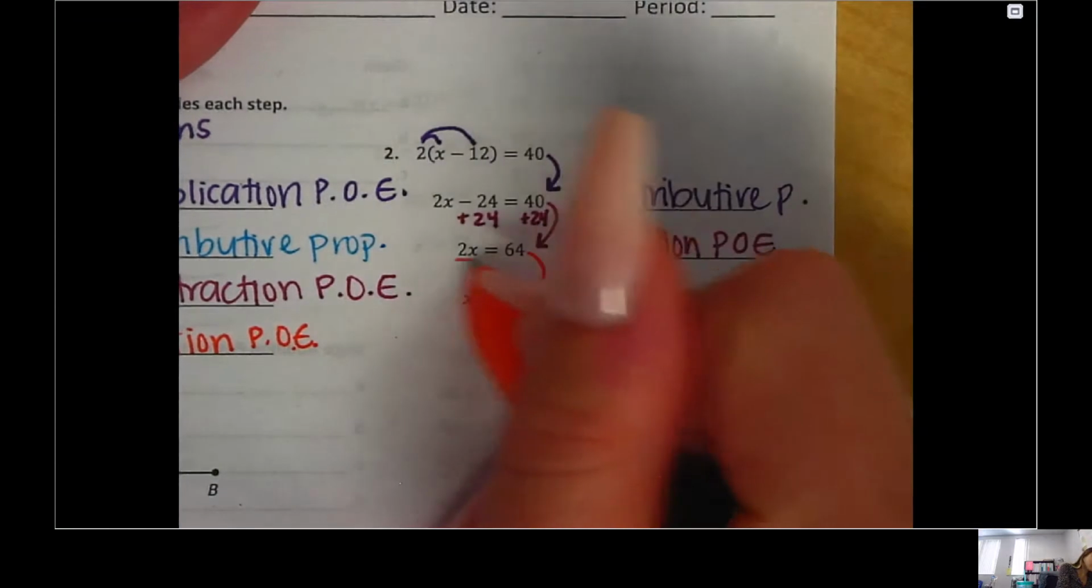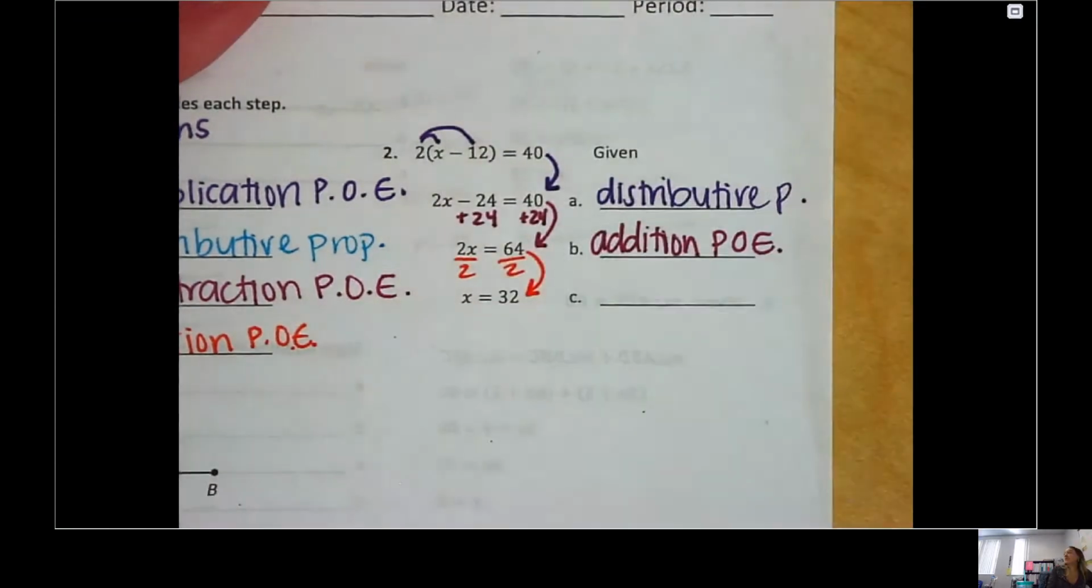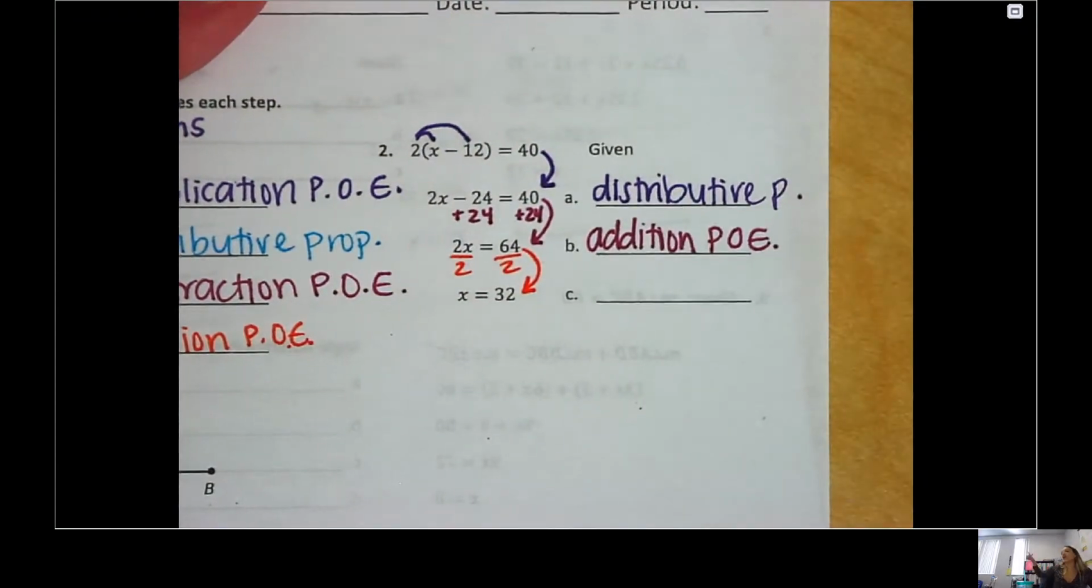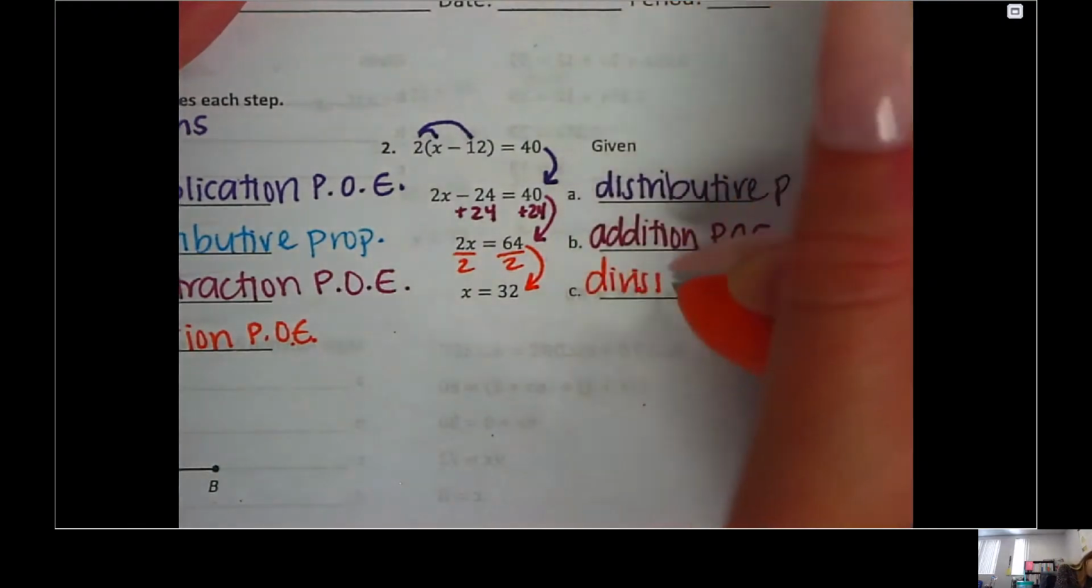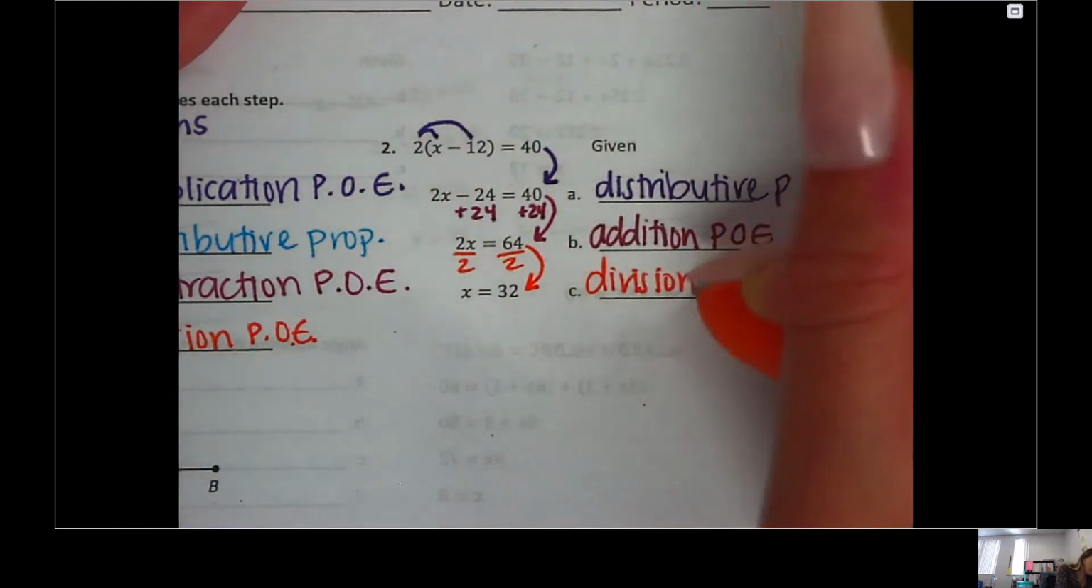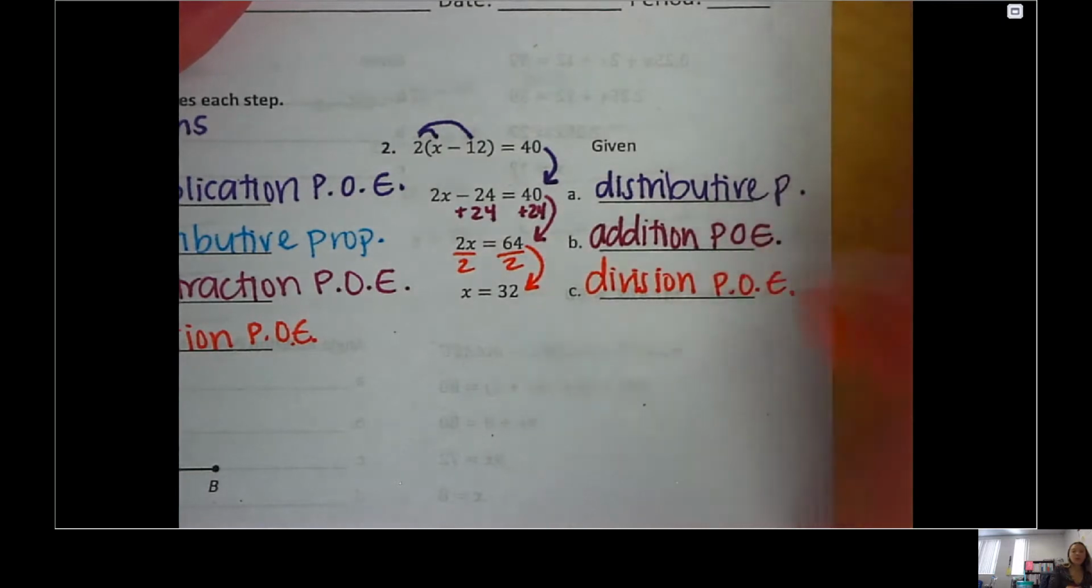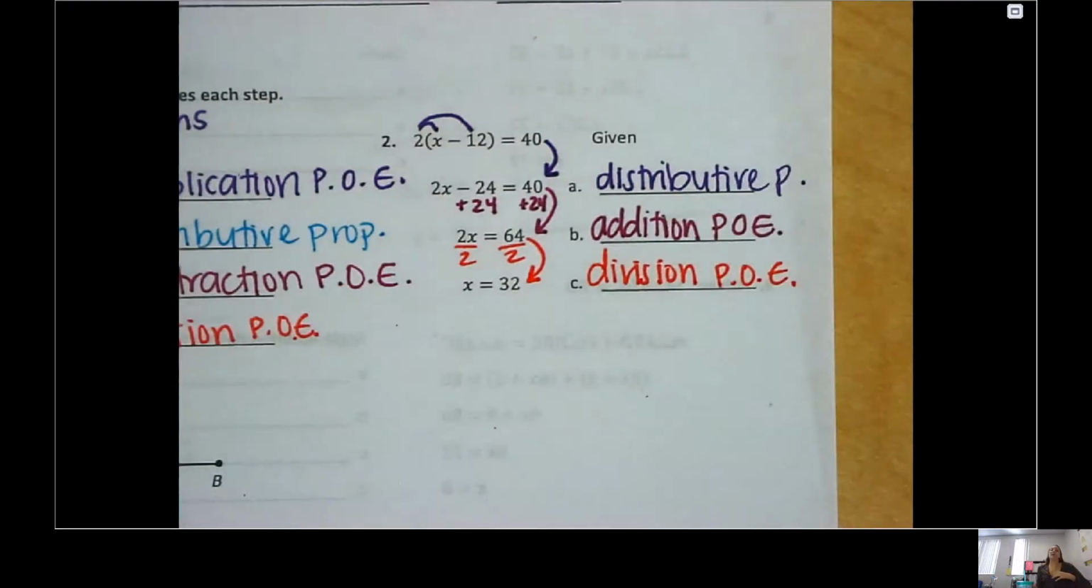Okay, so you're dividing both sides by 2, and since it's both sides, it's the division property of equality. It's a tough word. Division property of equality, and you're done.